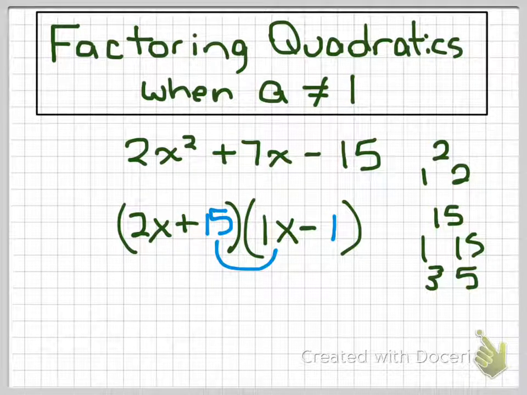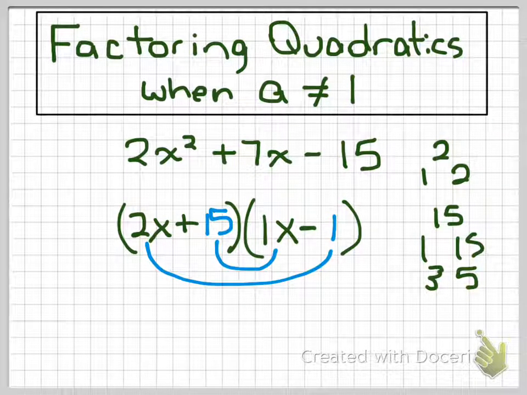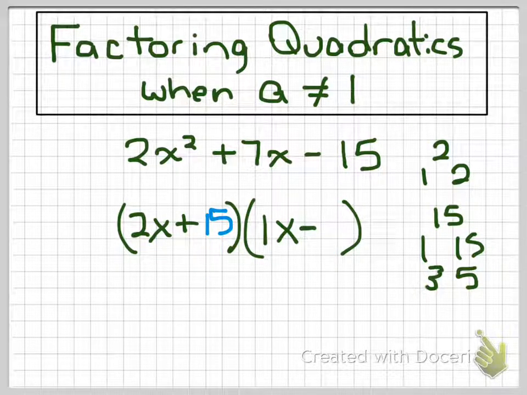Then I'm going to multiply, and I get 15x in the middle, and I get negative 1 times 2x, which is negative 2x. So I combine them, and I get 13x. Still not 7x. So I'm going to get rid of those. And again, as you get better at this, you can do it in your head. What that tells me, though, is that 1 and 15 will not work. So now I'm going to try 5 and 3.